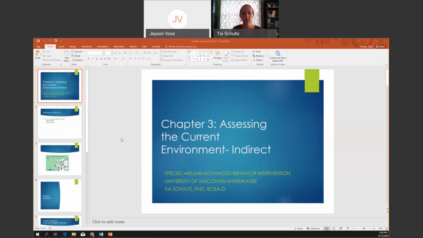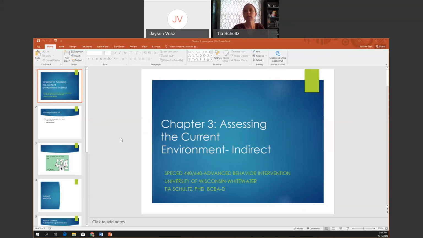And there are going to be several types of data we collect through the functional behavior assessment process. And this week, we're really going to focus on the indirect. And then in the next part of this module, we will talk more about data collection. And so next week, I'll talk about chapter 4. Or if you read ahead, that's fine. And if you have questions, you can let me know.